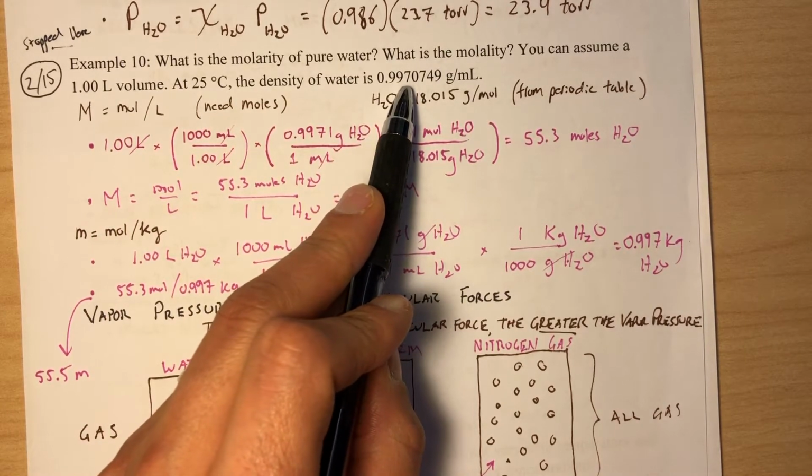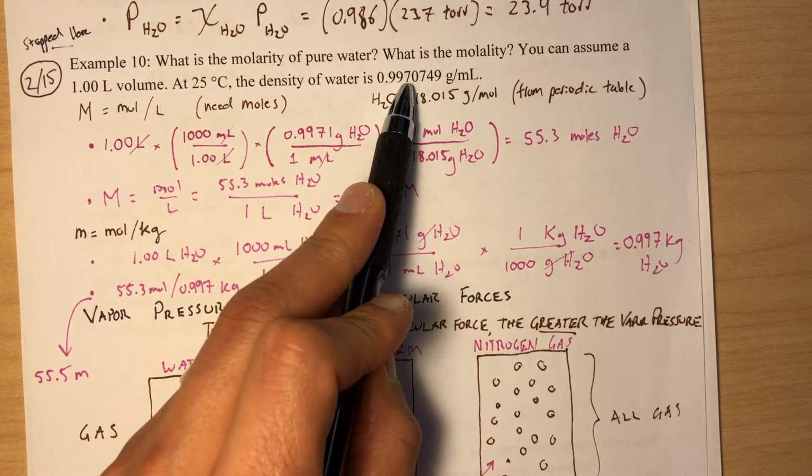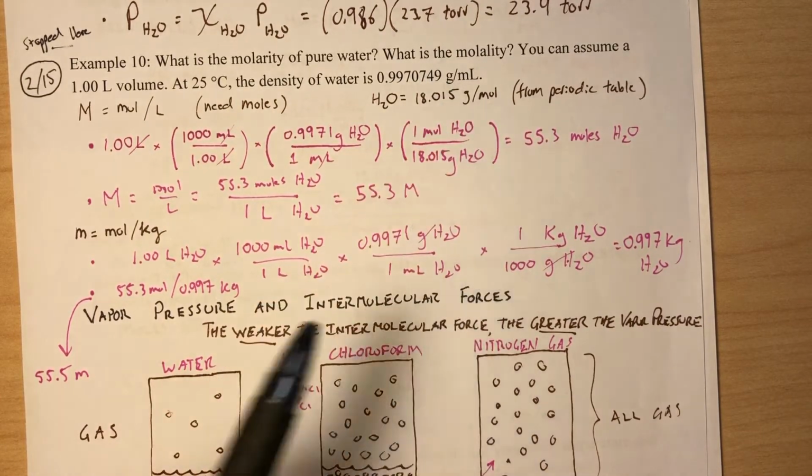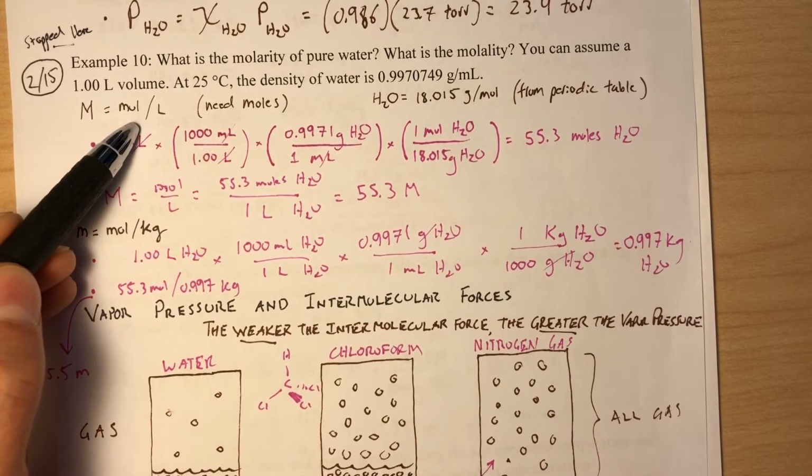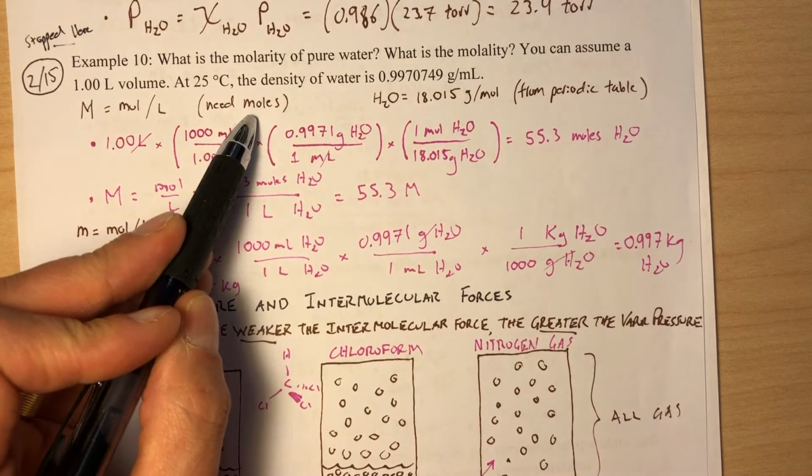and at 25 degrees, the density of water is 0.9970749 grams per milliliter, but we're going to use fewer sig figs than that. The molarity is described as moles per liter, so we need moles given that we already have liters.